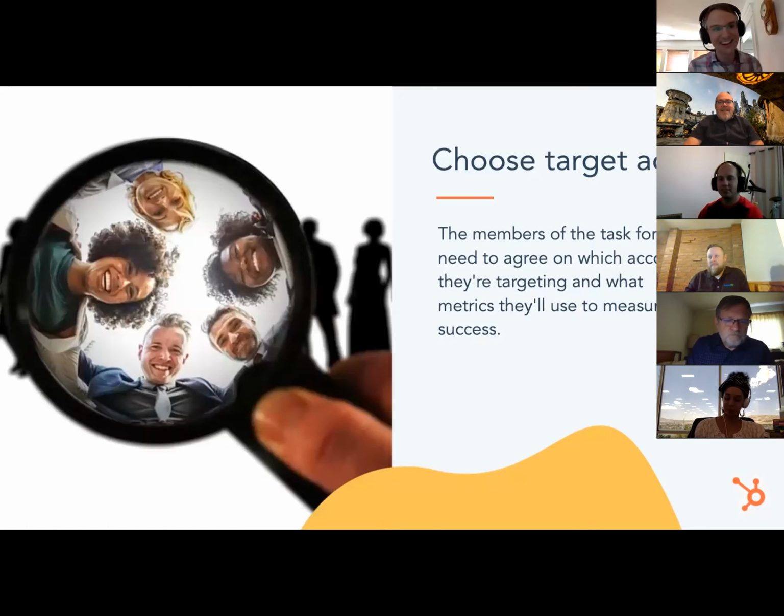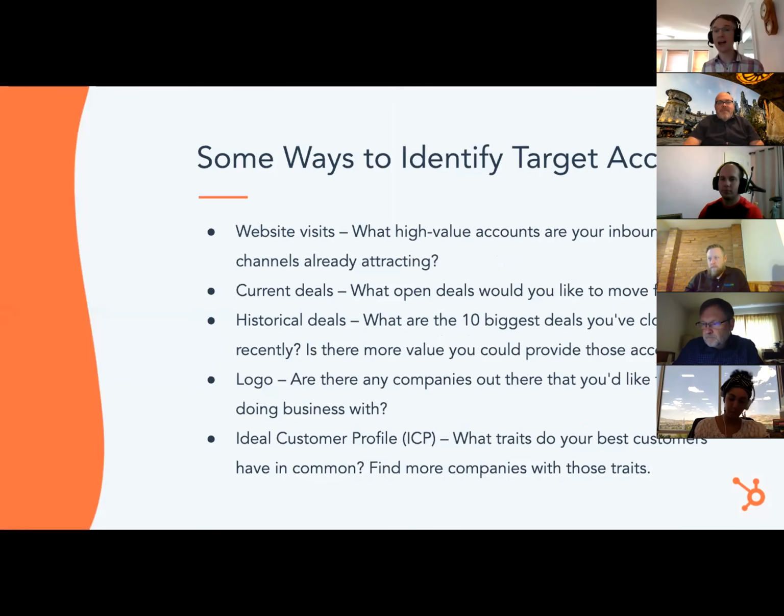After you've got your task force, you need to choose target accounts for that task force. And this is the thing that makes ABM ABM. You are specifically targeting specific accounts, named accounts. These are the actual companies we are going to try to do business with. There are lots of ways to identify target accounts. I think choosing target accounts is one place where a lot of people get hung up when they're trying to implement an ABM strategy, but there's no one right way to do this.